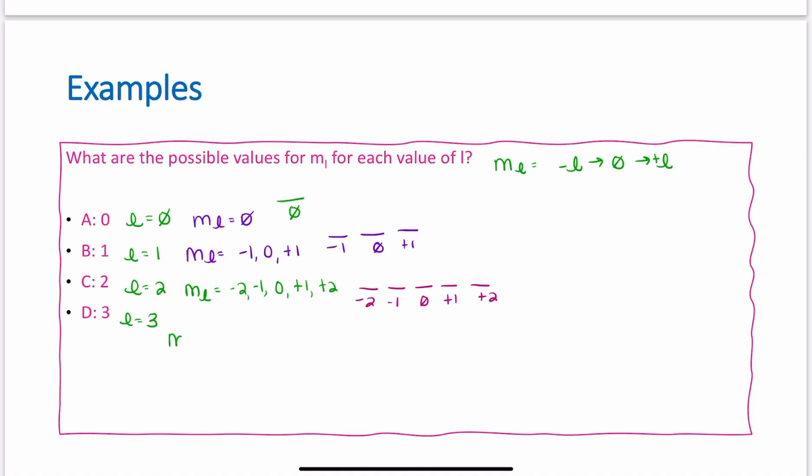And when L equals 3, my m sub L values range from negative 3, negative 2, negative 1, 0, plus 1, plus 2, plus 3. And I have 7 degenerate, meaning equal in energy, orbitals.